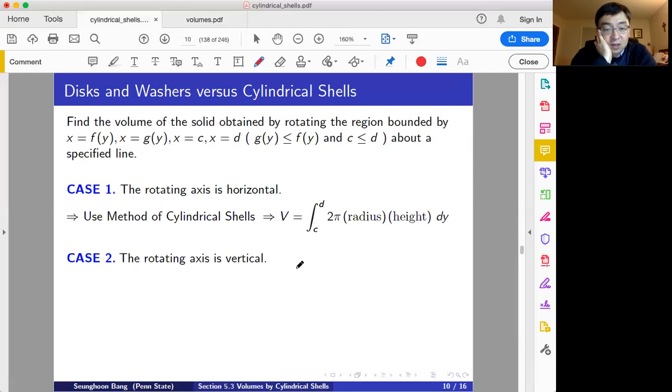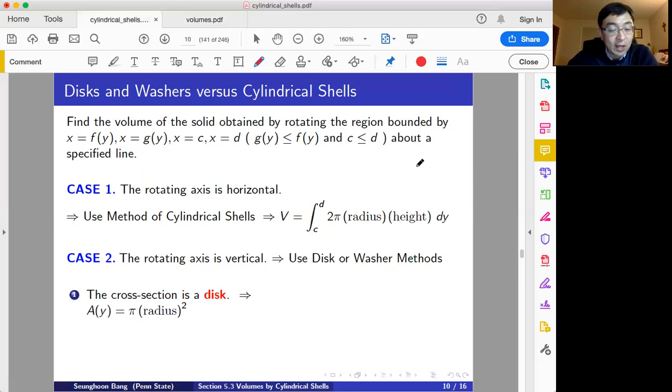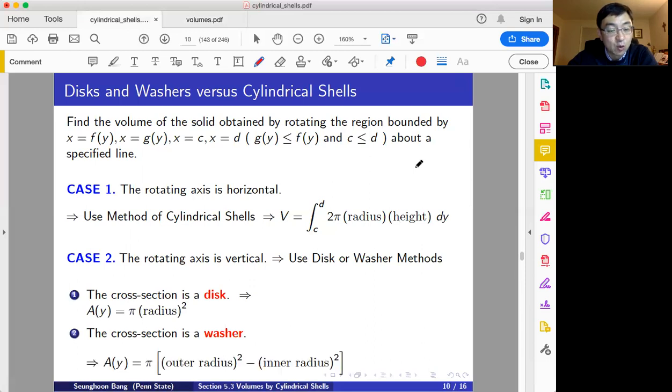Second case, the rotating axis is a vertical line. You can use the disk or washer method. The cross section is a disk, A(y) equals pi times radius squared. The cross section is a washer, A(y) equals pi times outer radius squared minus inner radius squared. The volume is the integral from c to d of A(y) dy.